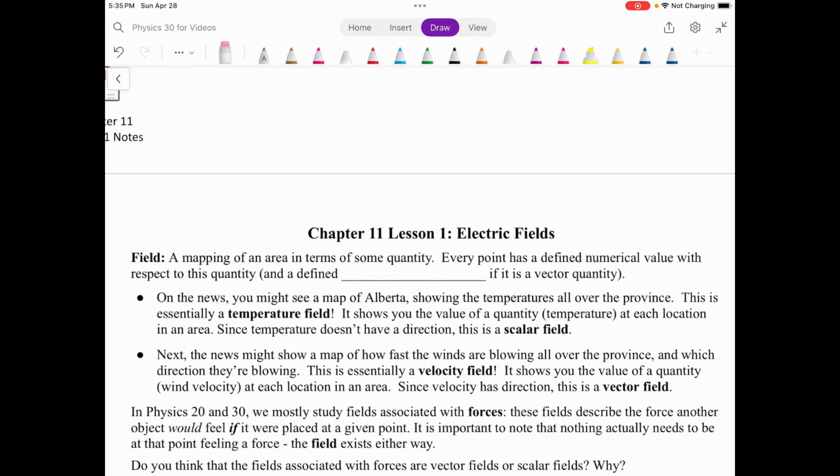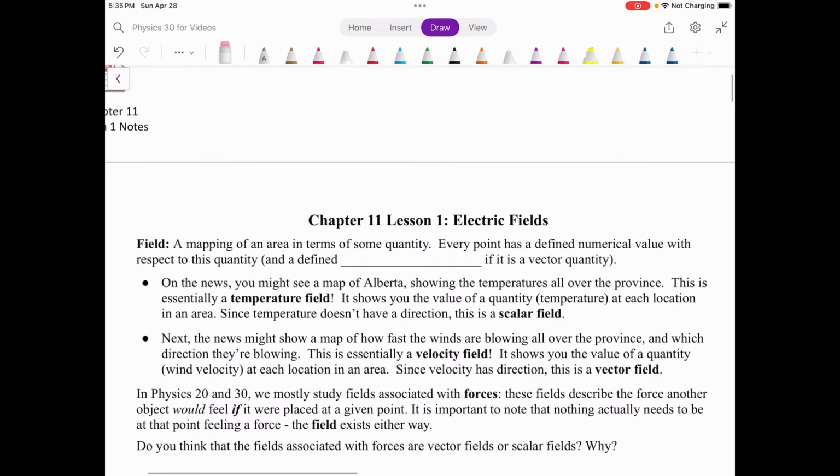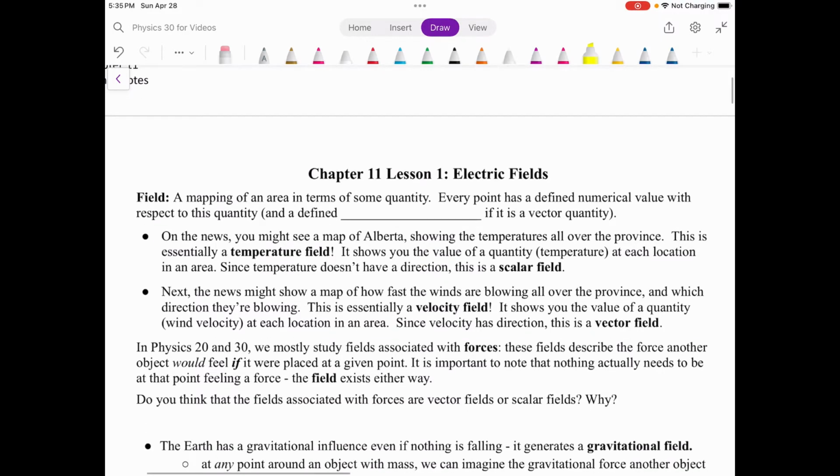So a field is actually a pretty straightforward idea. It's kind of a simple concept. It's one that students can sometimes struggle with a little bit because it feels a little abstract at first, but it is ultimately a simple idea that is very powerful in terms of what it allows us to analyze and predict about physical situations.